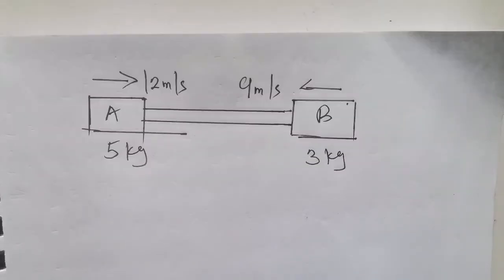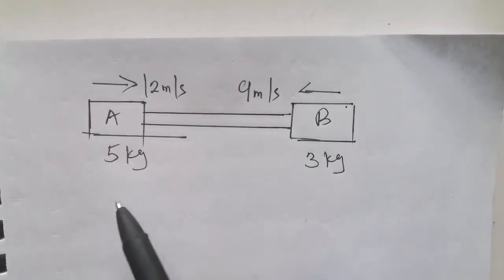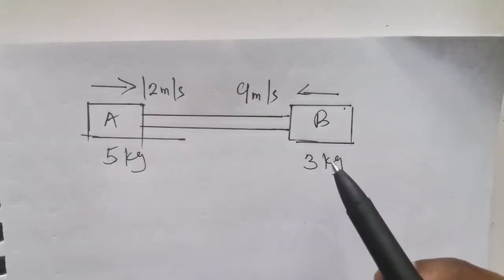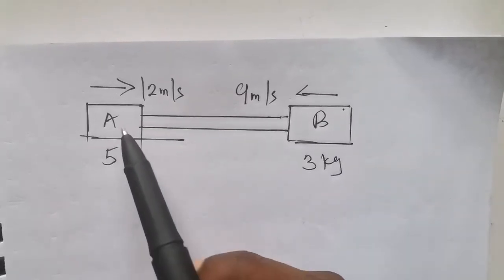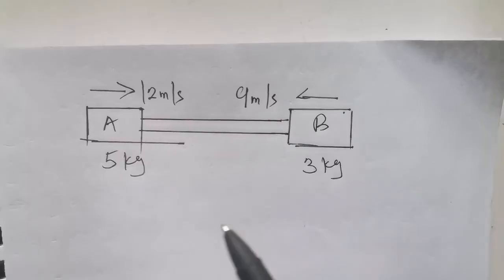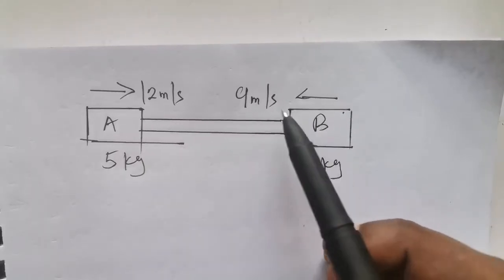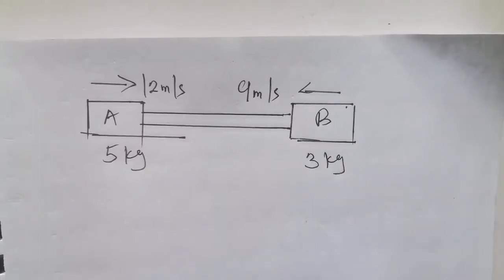Okay, so you're given this to be the collar. This is collar A of mass 5 kg, and this is collar B of mass 3 kg. Collar A is moving with a speed of 12 meters per second, whereas collar B is moving with a speed of 9 meters per second.